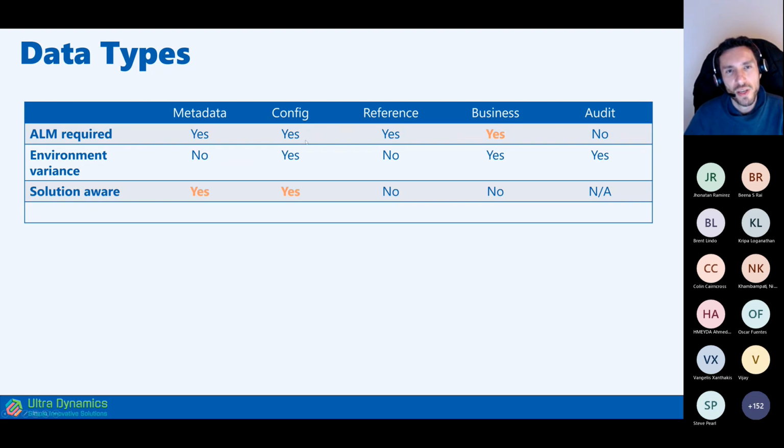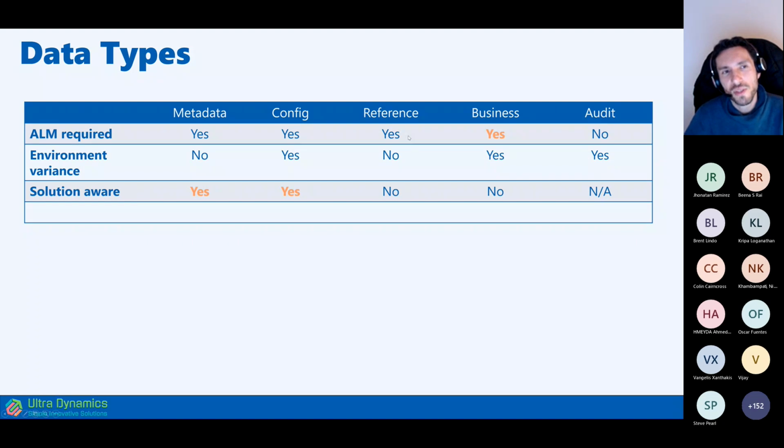Then we have configuration data. You need ALM to handle configuration data, so things like environment variables. And then again, this configuration data will be different per environment, so you need to decide how you handle that. And you can, to a certain extent, move some of that information using solutions as well, depending on what kind of configuration data you have.